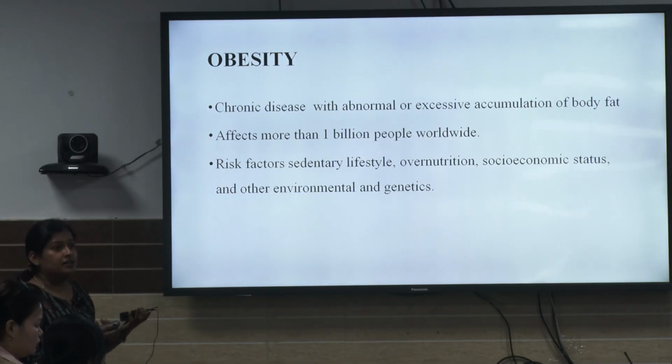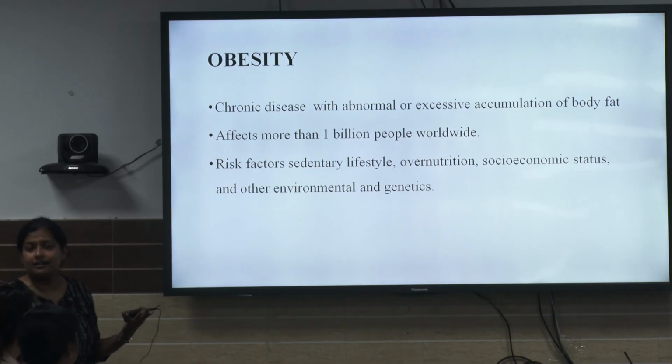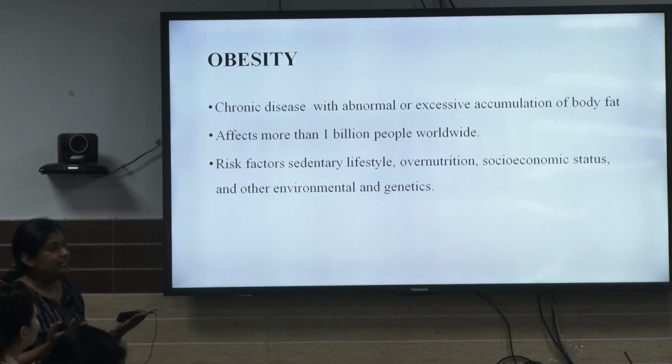Then the next thing is obesity. BMI more than 23. It is a repetition because metabolic disorders go hand in hand. They are like a finger in a glove. They go together. So why important? Because more than 1 billion people in the world are affected.